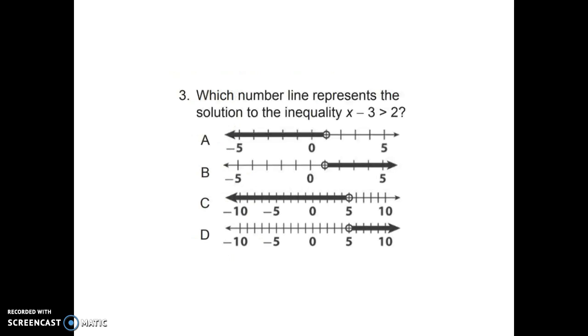Number 3. Which number line represents the solution to the inequality? X minus 3 is greater than 2. A. 1 is greater than x. B. 1 is less than x. C. 5 is greater than x. D. 5 is less than x.